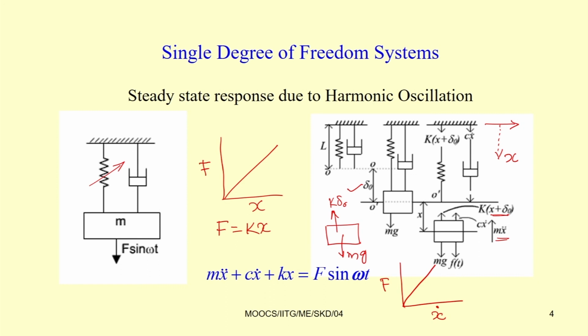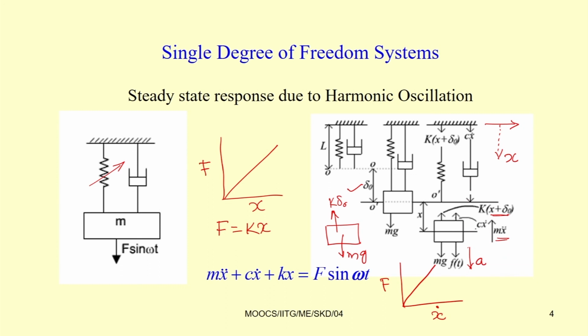So, inertia force takes place in a direction opposite to that of the force. The force is acting in the downward direction, so the body is moving downward. It will have an acceleration in this direction, so the body will accelerate in this direction. The inertia force will act in a direction opposite to that of the acceleration, so it will act in this direction, the upward direction.